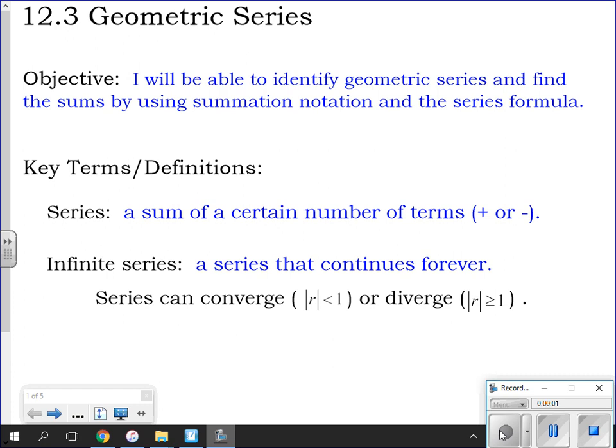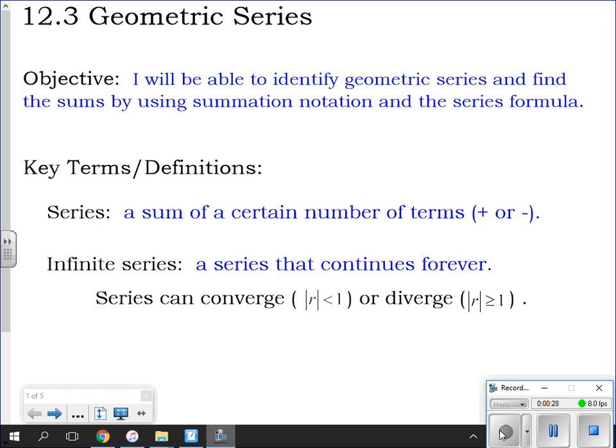Okay, geometric series. A geometric series is the sum of a certain number of terms. You're adding or subtracting them. So instead of 1, comma 2, comma 3, comma 4, you have 1 plus 2 plus 3 plus 4. A geometric series is one that grows geometrically. So instead of adding or subtracting the same amount each time, you're multiplying or dividing. An infinite series is a series that continues forever.